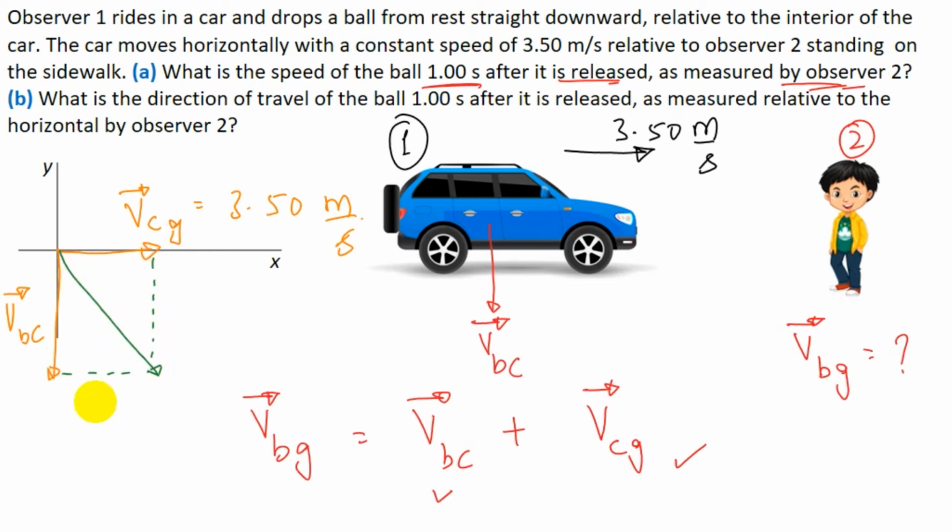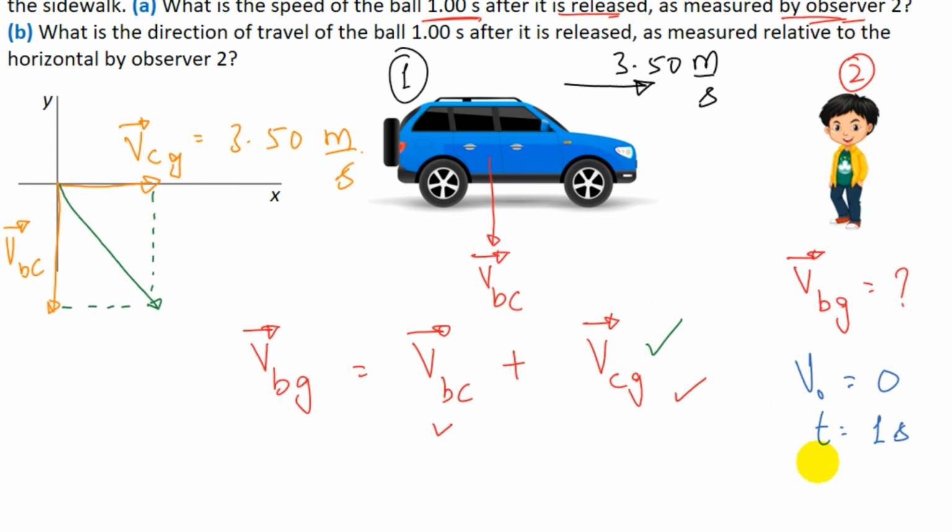Now we know the magnitude of this VCG, but we don't know the magnitude of VBC. We just know the direction. So we'll be calculating the magnitude first. The ball is dropped from rest, so its initial velocity V naught will be 0. Now we need to find the speed after 1 second, so time we have to take to be 1 second. After the ball is dropped, the ball is in free fall, and when the object is in free fall, the acceleration is the acceleration due to gravity, whose value is 9.81 meter per second squared.